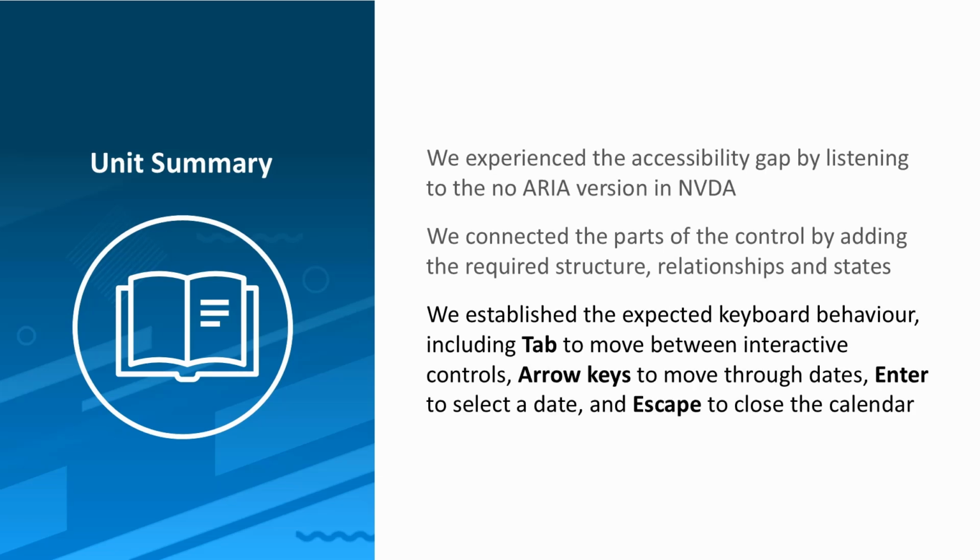We established the expected keyboard behavior, including tab to move between interactive controls, arrow keys to move through dates, enter or space to select a date, and escape to close the calendar. The result is a more accessible, screen reader friendly date picker control where focus, selection, visibility, and date state work together. Now it's your turn to jump into the code example.